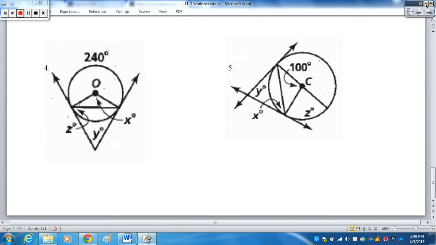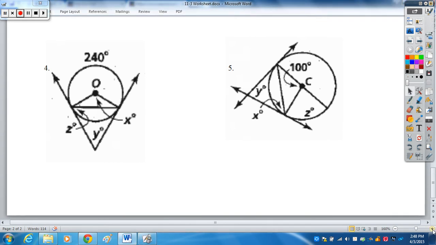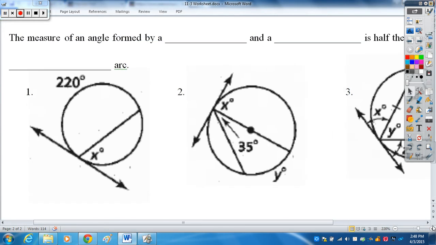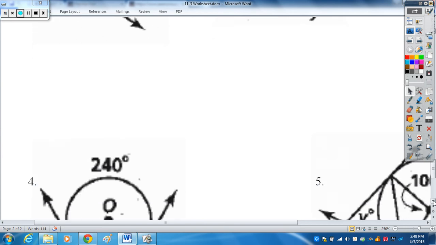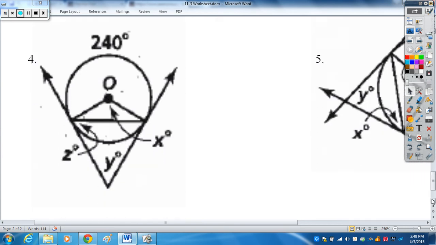Now, before I do that, let me make this a little bit bigger for us so that you can see specifically what we're talking about. It's easier when it's a bigger image. Okay? So again, 240 from 360 gives me this arc measure over here. That's going to be 120 degrees. Okay? That's that arc measure right there.